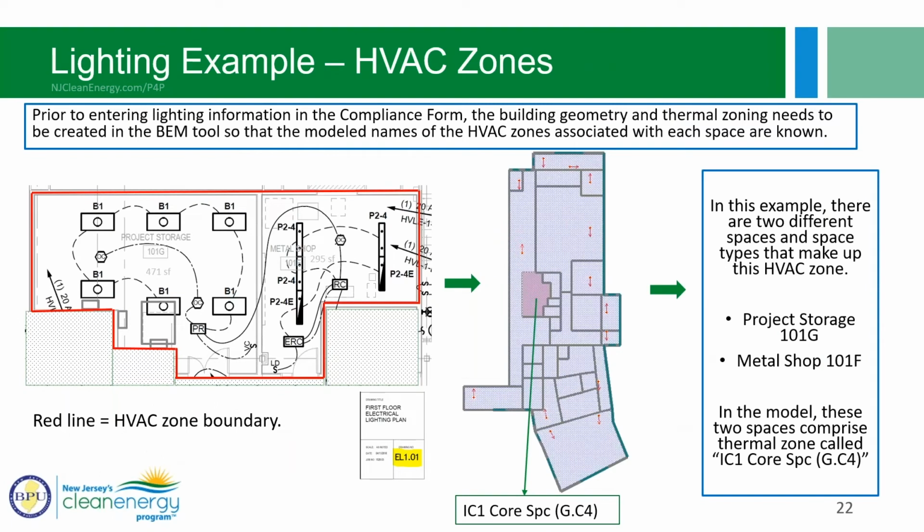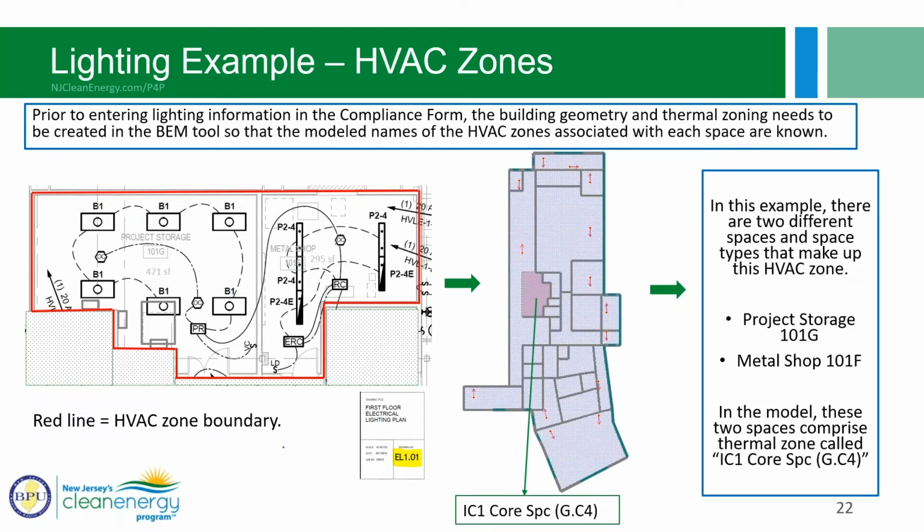So here's our example to illustrate this process. For lighting, prior to entering your lighting information in the compliance form, generally you're going to want to create the building geometry in the energy model. And this is so that you have the names of the different thermal zones from the model.